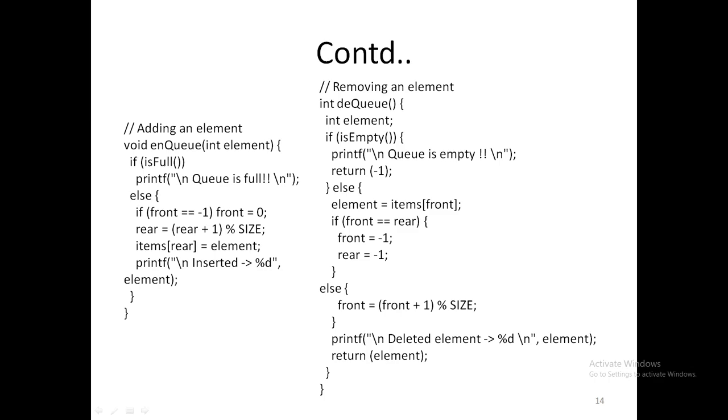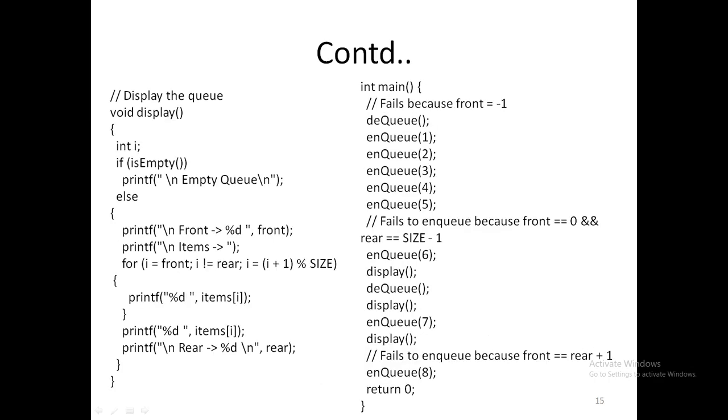And for the DQ, verify it is not empty. If it is not empty, take the item at front. If front is equal to rear, which means there is no element at all after deletion, front and rear are set to minus 1. Otherwise, front is equal to front plus 1 mod size. For the display operation, from front to rear, we need to display the elements if the queue is not empty.